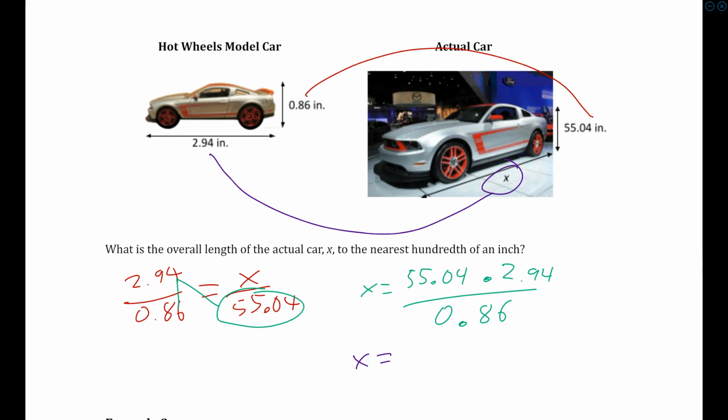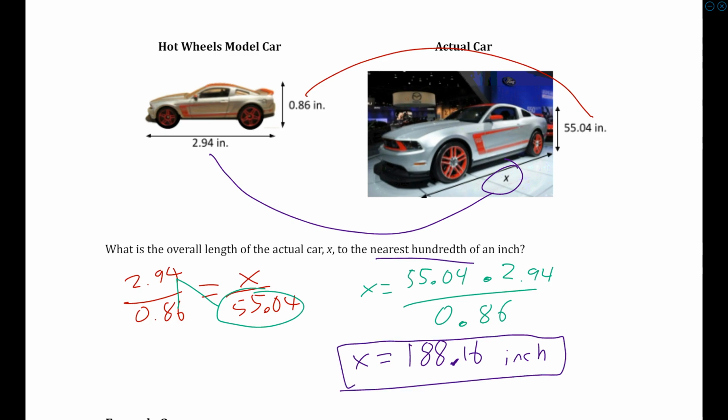Who's looking at that and saying, okay, yeah, I know what he's doing there? I get that. Okay, good. There's one of you. That means maybe there's some other people that I hope will figure this out. And setting up a proportion, figure out the relationship. So in this case, 55.04 times 2.94, all divided by 0.86. And I get the value 188.16.